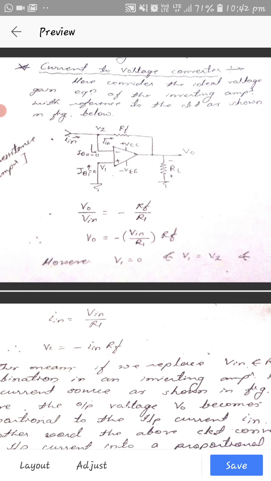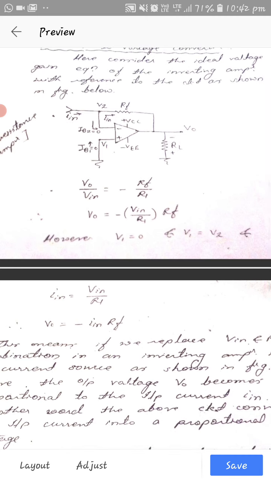The equation is the ratio of the output voltage to the input voltage: V0 upon V in is equal to minus RF upon R1, that is, the ratio of the feedback resistor to the input resistor. So the output voltage V0 is equal to minus V in upon R1 into RF.